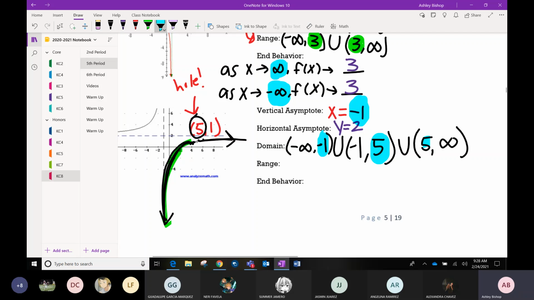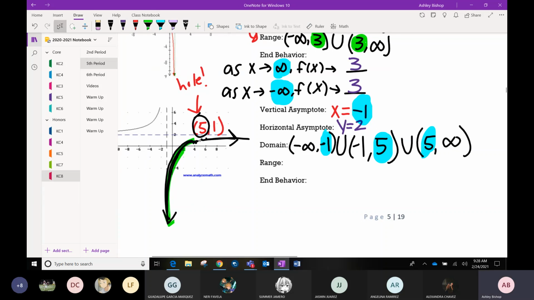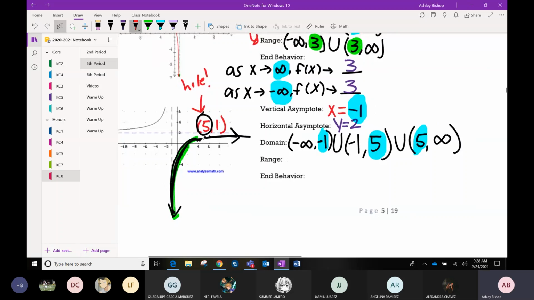Alrighty, so all these numbers should match. The first number you write should be negative infinity. The last number you write should be positive infinity. And then we should have numbers that match still. Okay, if there was no hole, I would not have that middle interval, and I would just be from negative infinity to -1 and from -1 to infinity. But there is a hole.